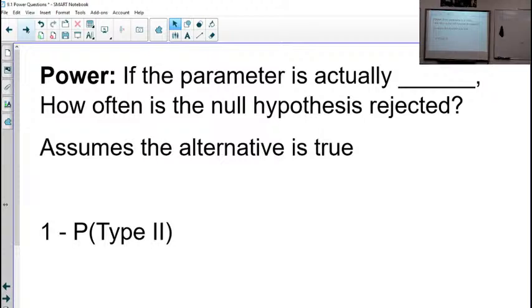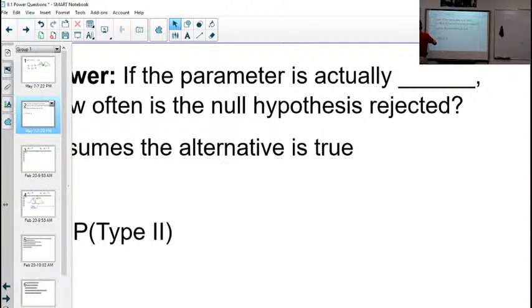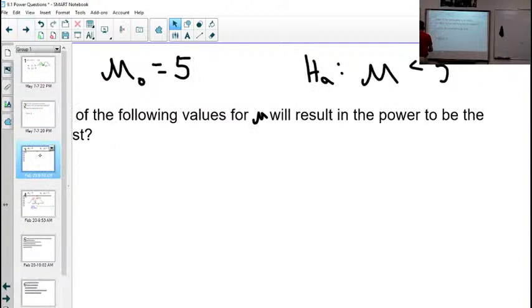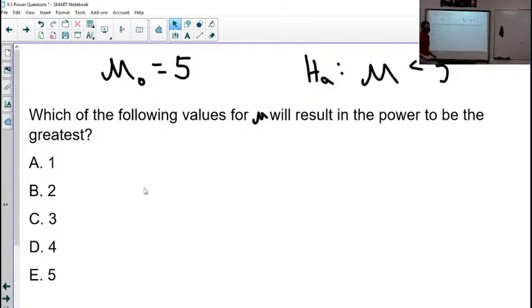So in other words, my actual parameter that I receive from on high, the farther away it is from my null, the more convincing the evidence it gives in the direction of the alternative, the higher the power of the test. So as an example, here is this multiple choice question. This is an example of how they might ask about power.